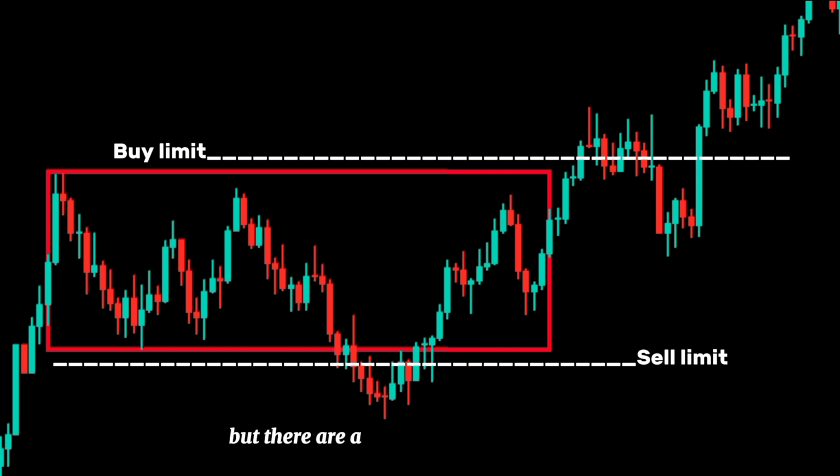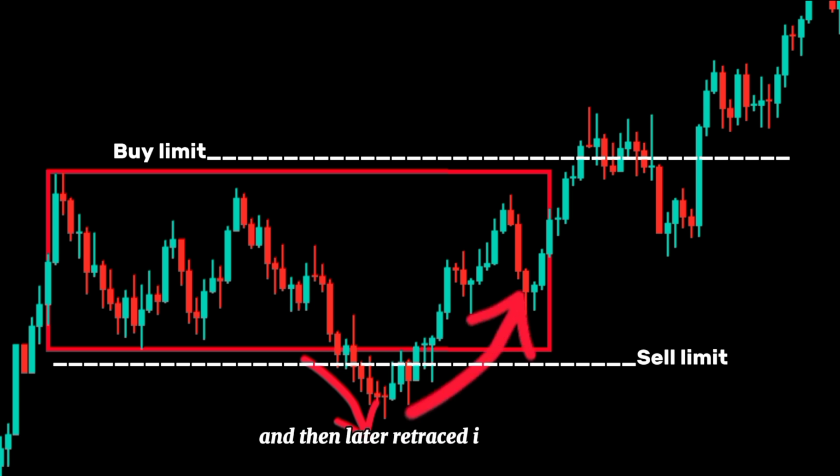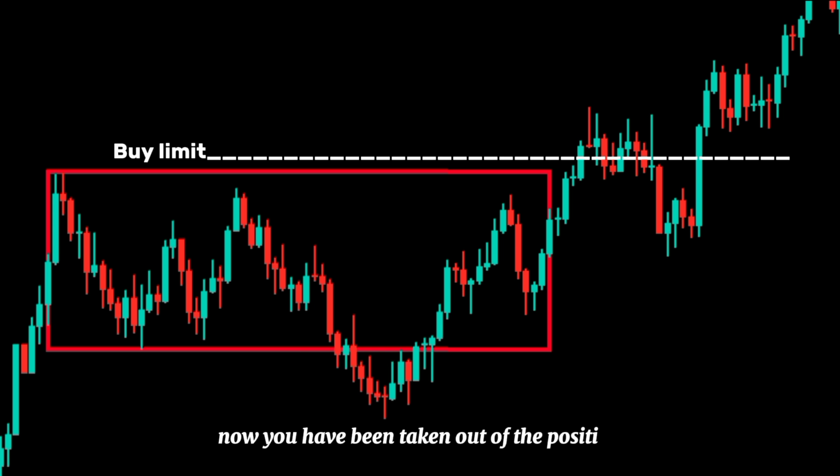But there are a lot of disadvantages to this, and some of them you can see already on the chart. Imagine you are the trader that placed this sell limit order here, and the trade moved a little pips down here, and then later retraced into the box. Now you have been taken out of the position due to a false breakout.